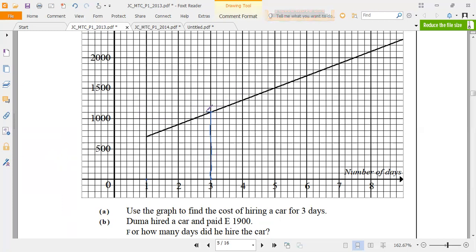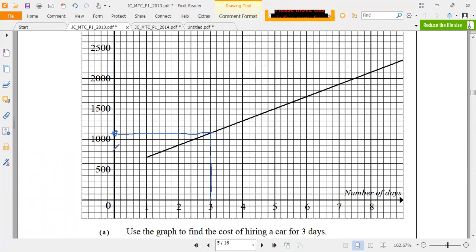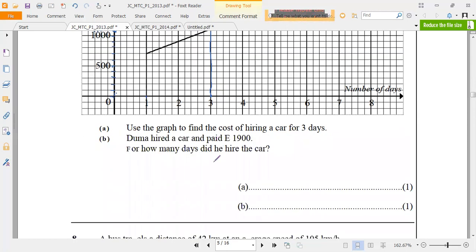When you look at the point where it meets that line, we take it across to the axis which has the cost, and take the reading there. That is the cost for 3 days. Since from here to here it's 500, each of these points represents 100. So if this is 0, this is 100, 200, 300, 400, 500, 600, 700, 800, 900, 1000, and this is 1100.